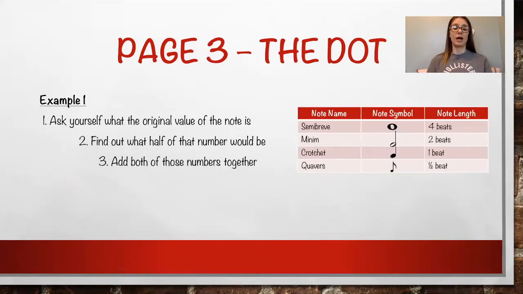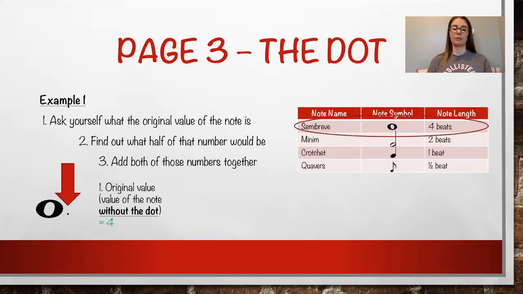Example number 1, ask yourself what the original value of the note would be. Step 2, find out what half of that number would be. And step 3, add those numbers together. Here we have a dotted semibreve. Step 1, the original value of the note. We know that this note is a semibreve and that a semibreve is worth 4 beats. So without the dot, on its own, a semibreve is worth 4 beats.